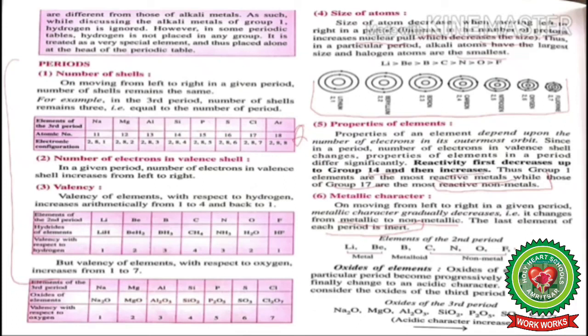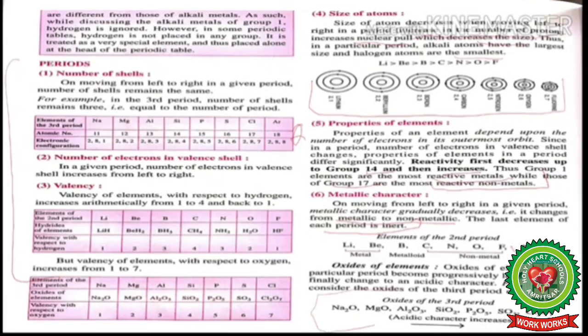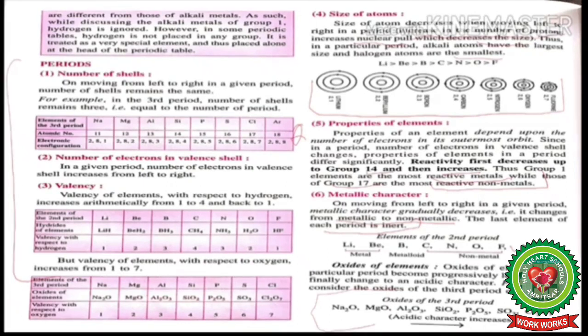Next is oxides of elements. Oxides of elements in a particular period become progressively less basic and finally change to an acidic character. For example, consider the oxides of the third period elements. Oxides of third period are shown here, and the acidic character increases as we move from left to right along the period. That is, if we move from sodium towards chlorine along the third period.